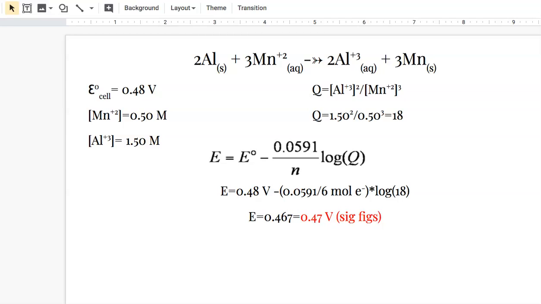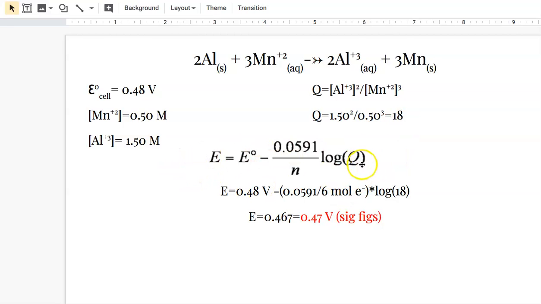Okay, again here all I've done is copy over the information. We have the same reaction, 2Al plus 3Mn plus 2 makes 2Al plus 3 plus 3Mn. E naught of the cell is 0.48 volts. Here are our concentrations. We find Q the same way we would find K. So we've got Al plus 3, and there's 2 of them, so it's squared. And Mn plus 2, and there's 3 of them, so it's cubed. Notice we're ignoring the solids because they don't have concentrations. So Q is 1.5 squared over 0.5 cubed, or 18.